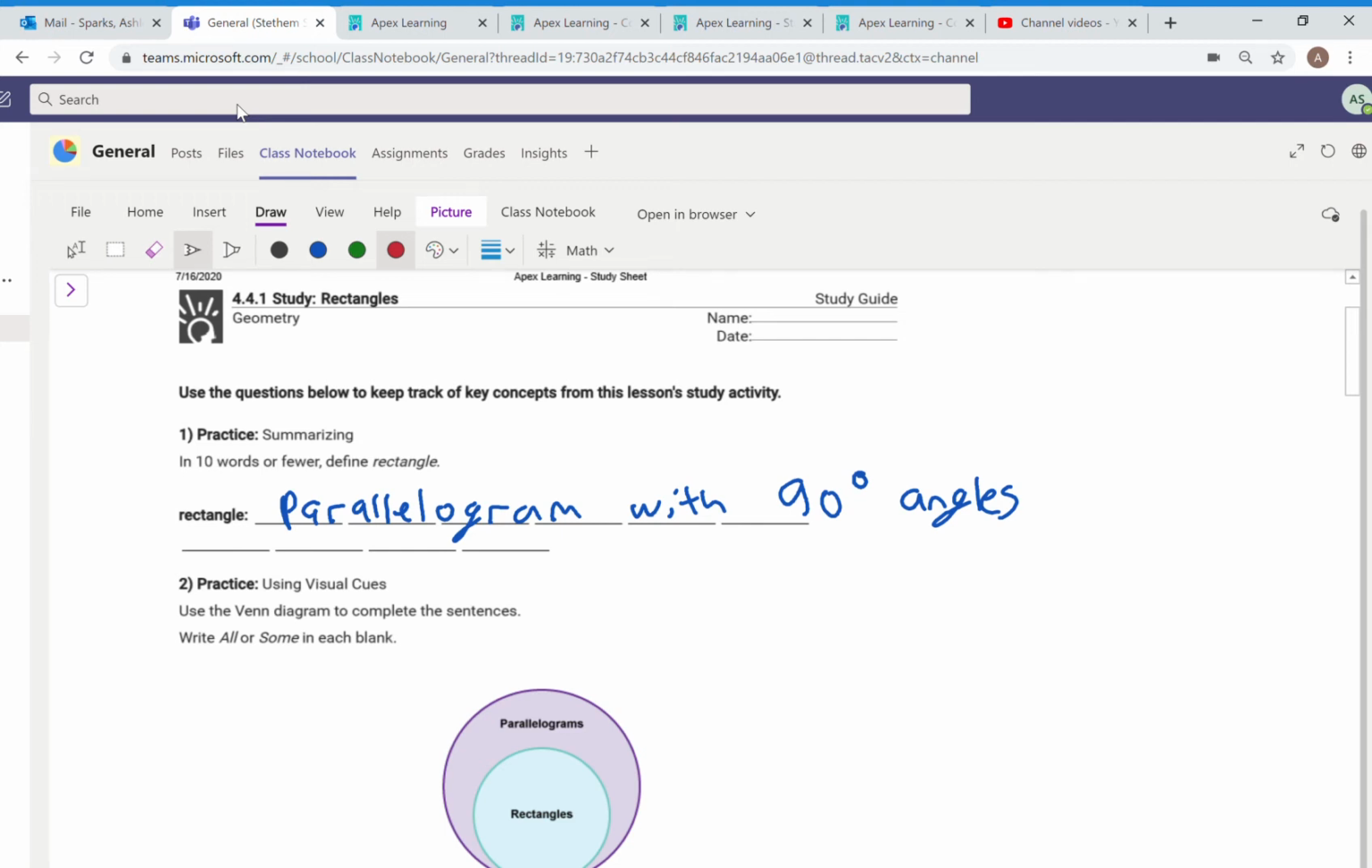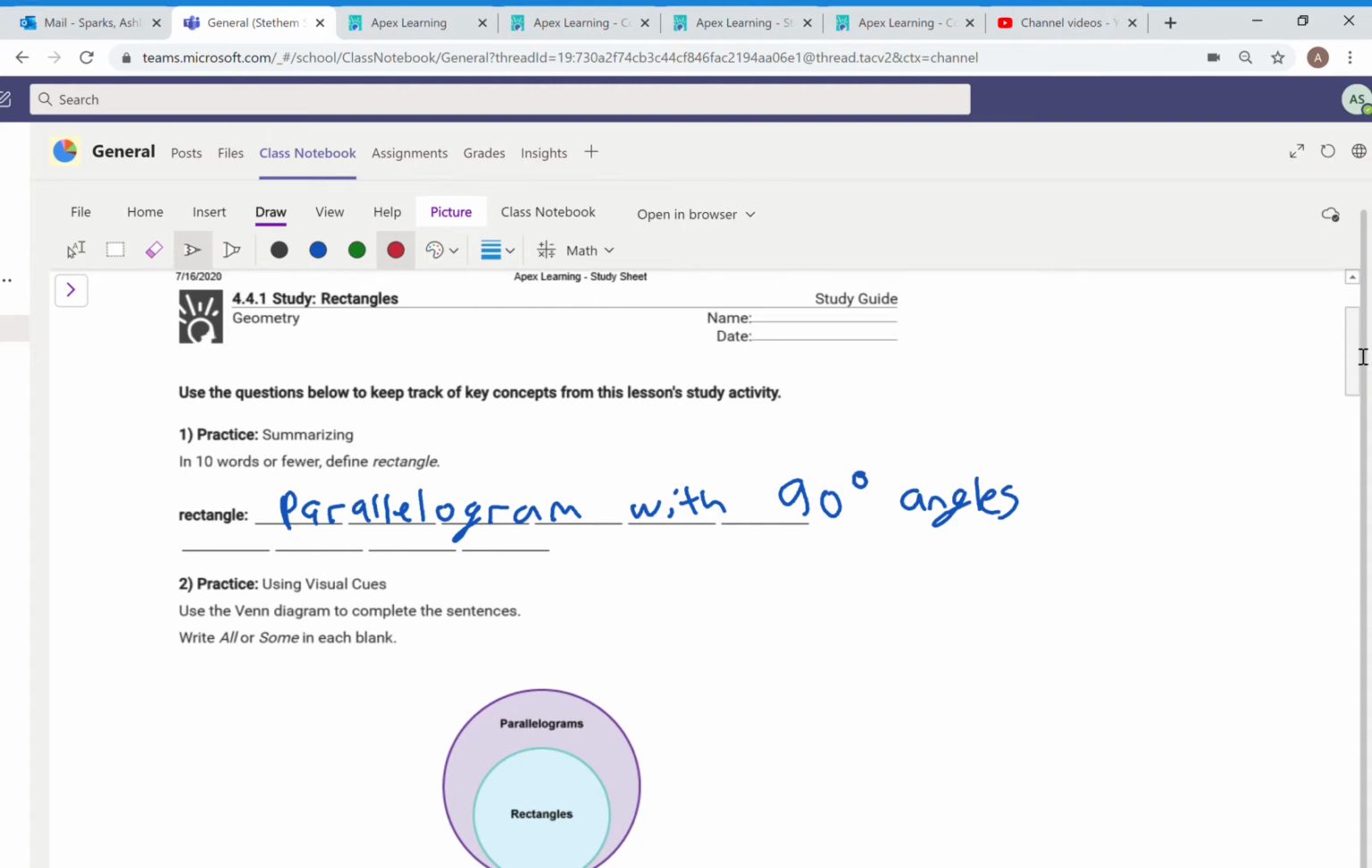We're going to combine 4.4 and 4.5 because 4.4 is rectangles, 4.5 is rhombuses and squares, so it kind of all goes together. A rectangle is a parallelogram with 90-degree angles.